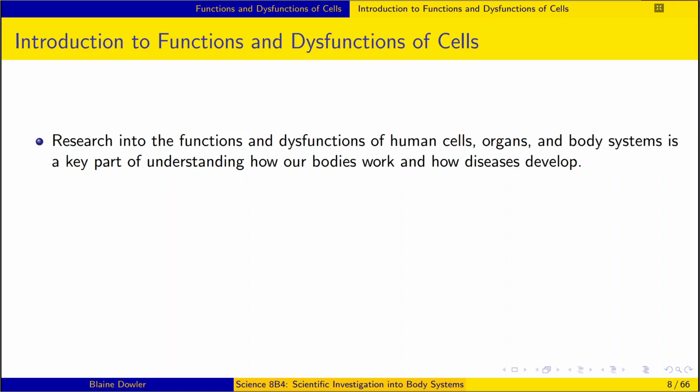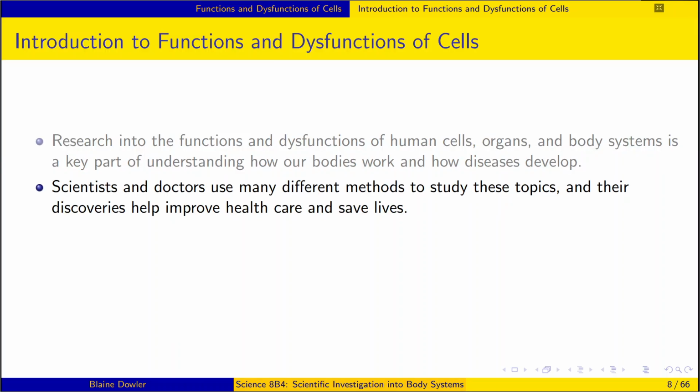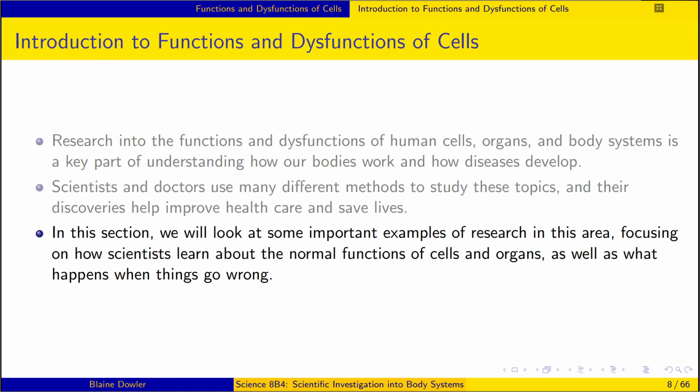So, introduction. Research into the functions and dysfunctions of human cells, organs, and body systems is a key part of understanding how our bodies work and how diseases develop. Scientists and doctors use many different methods to study these topics, and their discoveries help improve healthcare and save lives. In this section or video, we will look at some important examples of research in this area, focusing on how scientists learn about the normal functions of cells and organs, as well as what happens when things go wrong.